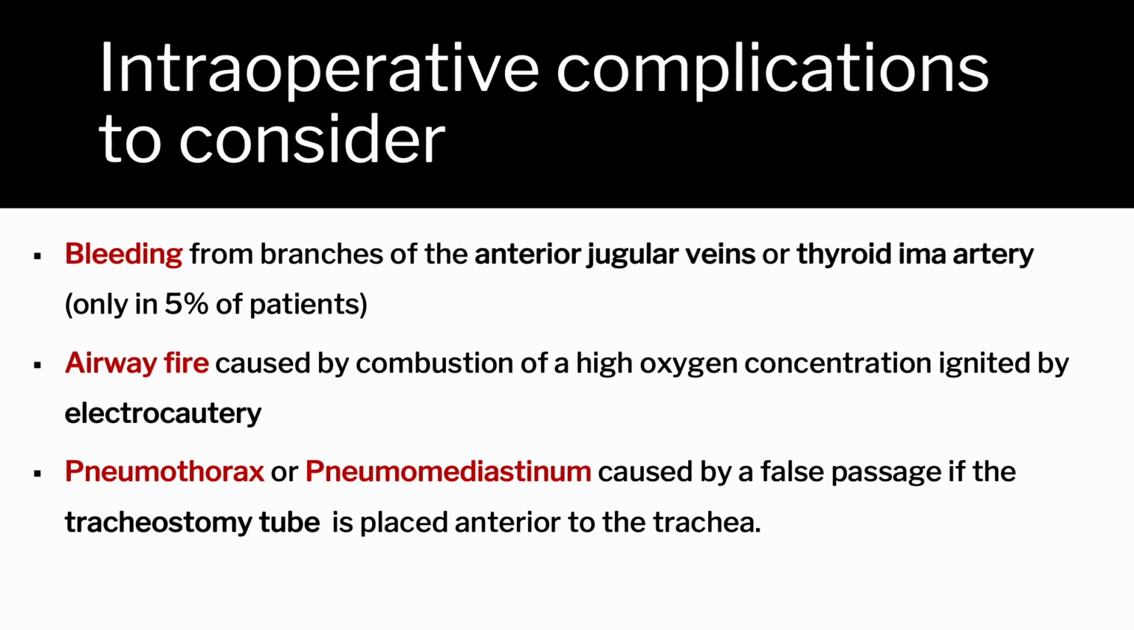Intraoperative complications to consider include bleeding from the branches of the anterior jugular veins or a thyroidea ima artery, which is present in 5% of patients. Another complication would be airway fire caused by the combustion of high oxygen concentration ignited by electrocautery. And finally, pneumothorax or pneumomediastinum caused by a false passage if the tracheostomy tube is placed anterior to the trachea.